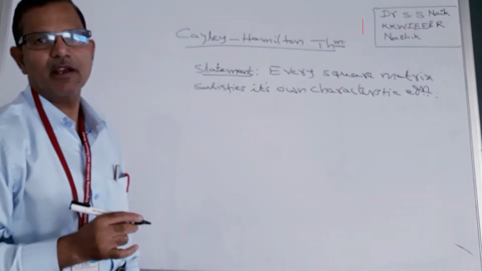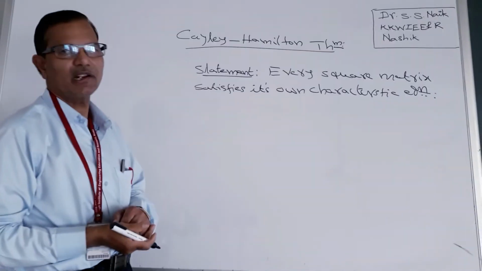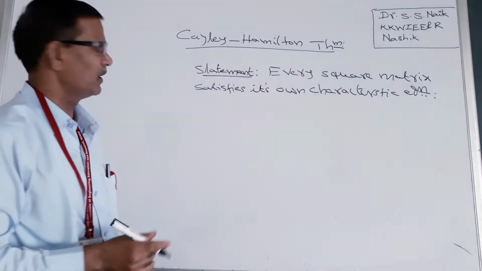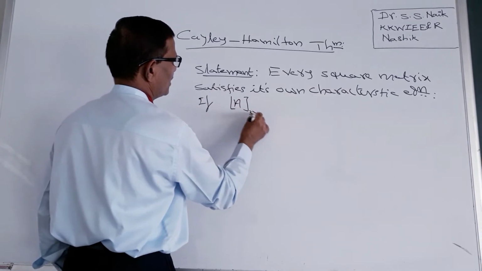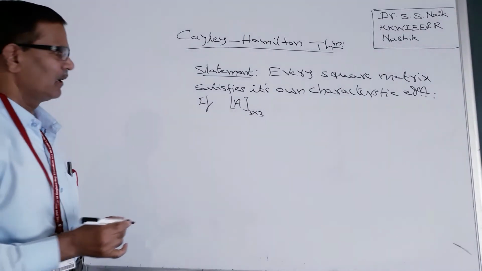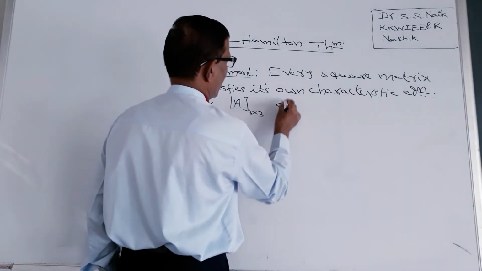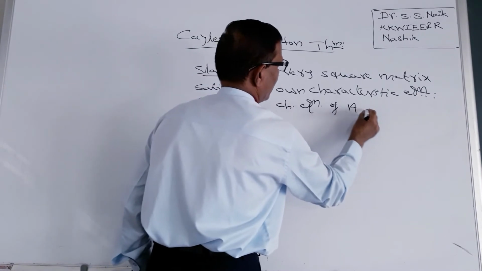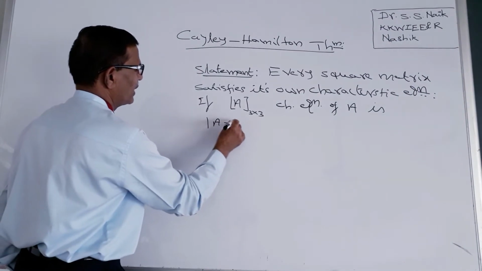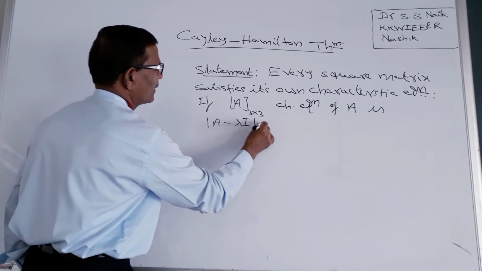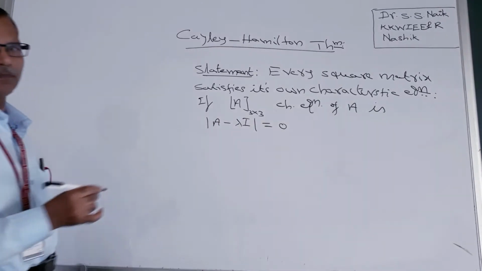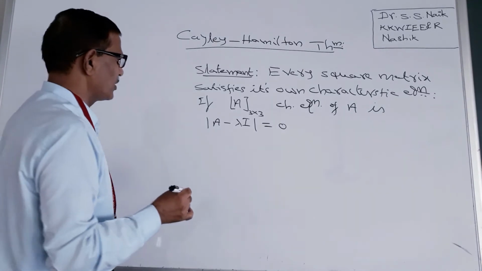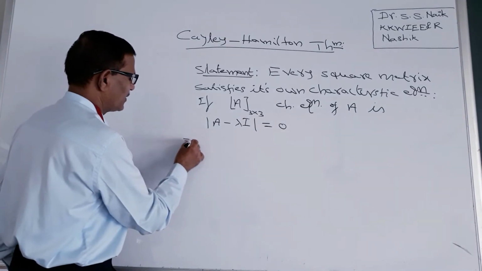Students, already you have studied the characteristic equation of a square matrix. So, if A is a 3 by 3 matrix, then the characteristic equation of A is determinant of A minus lambda I is equal to 0. Now you can write this equation.